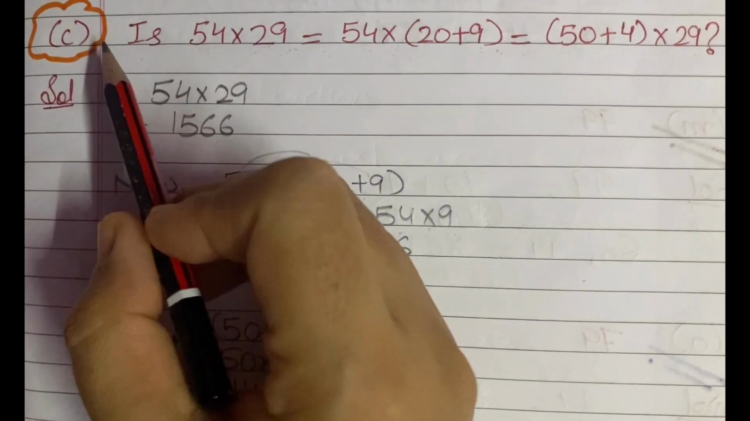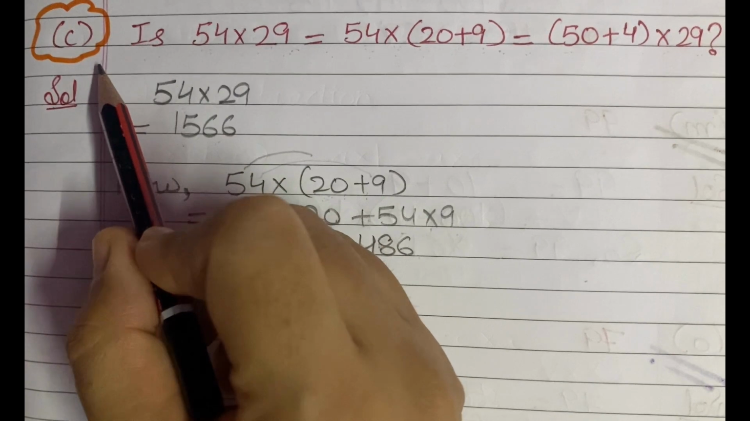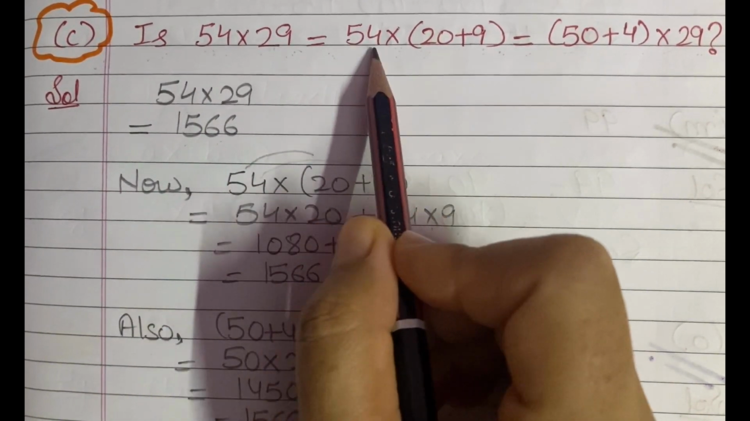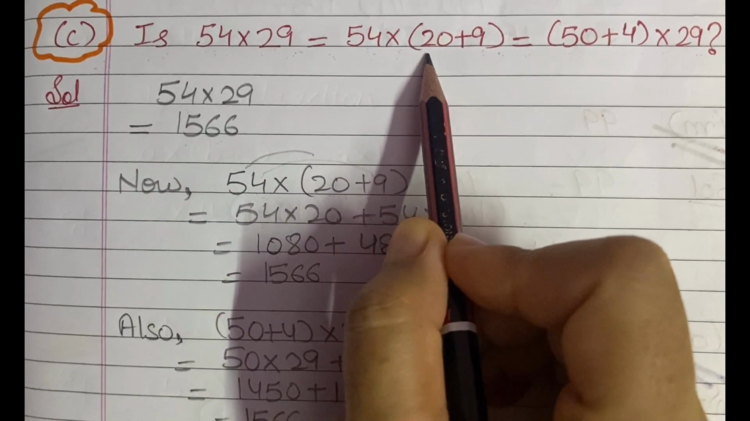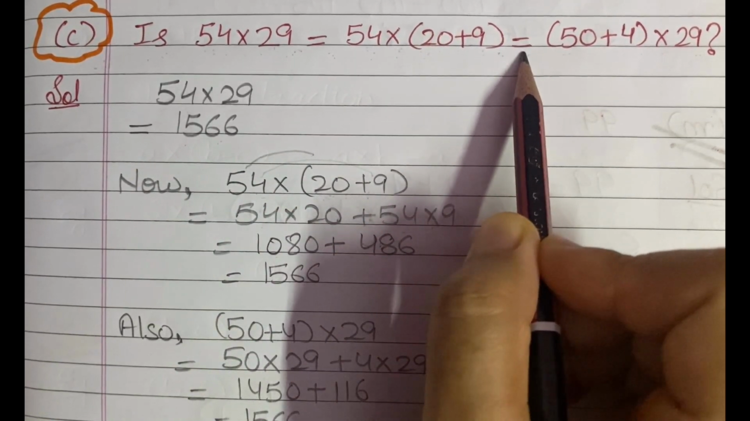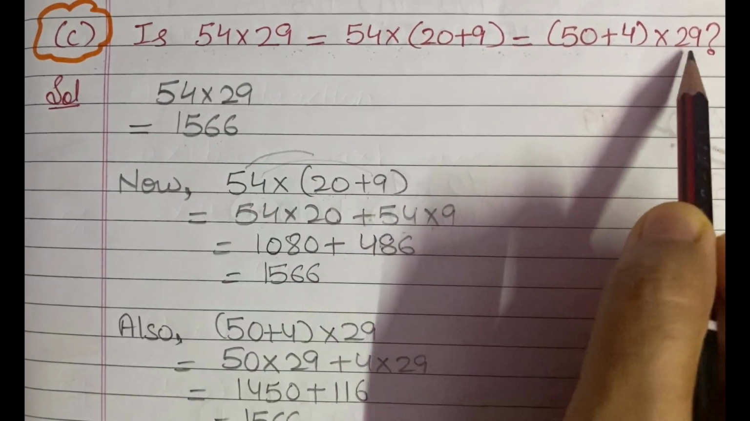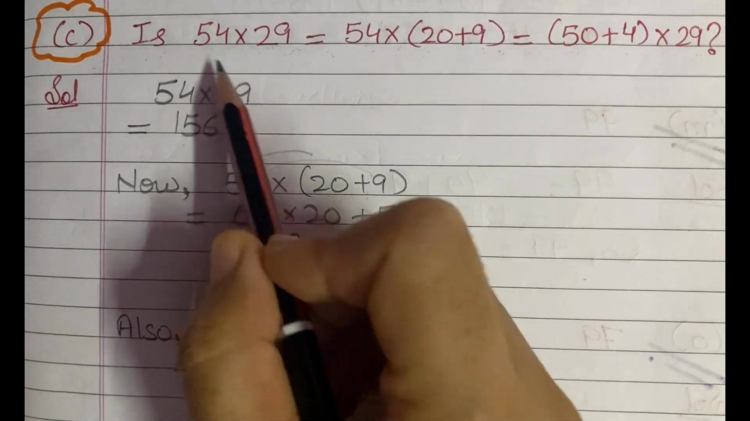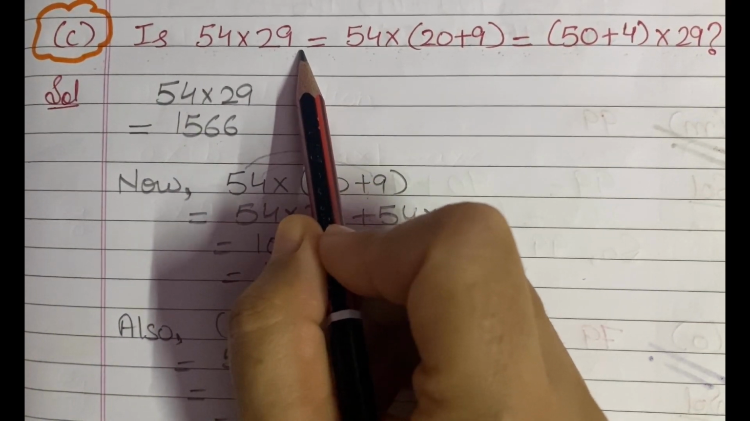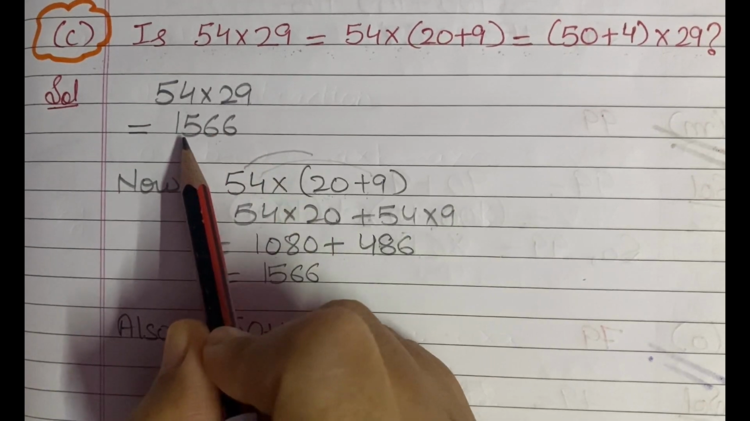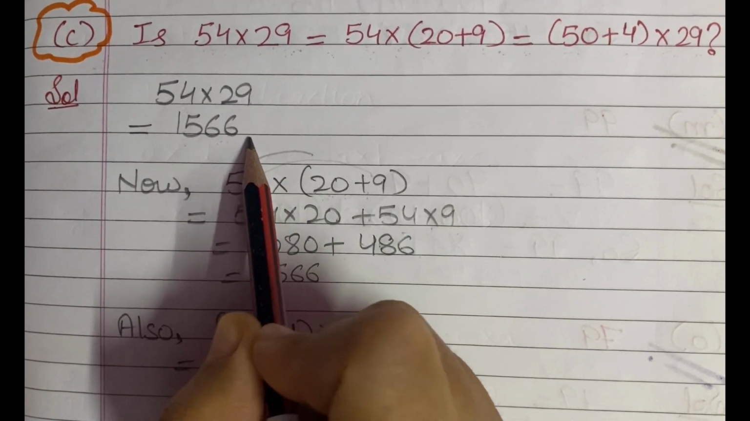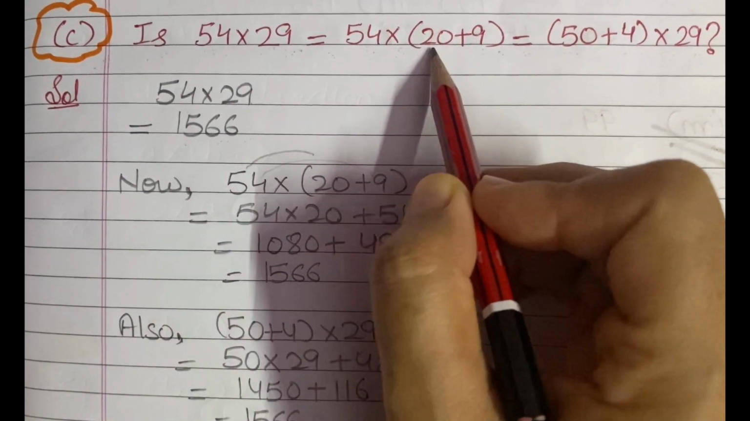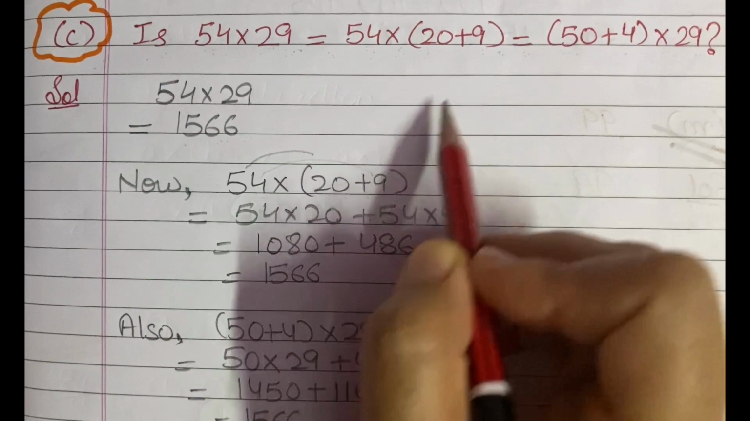Now next I have taken the C part of the same question, and it says that 54 multiplied by 29 is equal to 54 multiplied by (20 plus 9) is equal to (50 plus 4) multiplied by 29. So students, here first of all we will solve this 54 multiplied by 29, and on multiplying it we will get 1566.